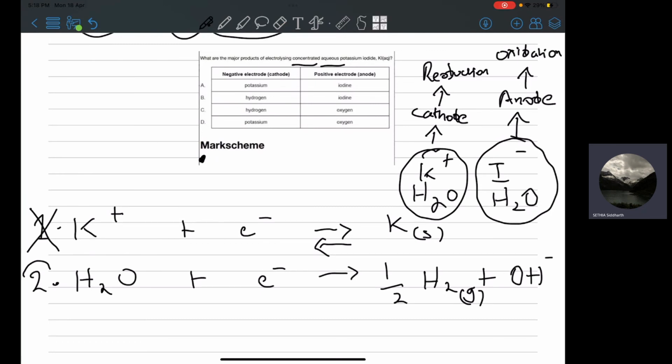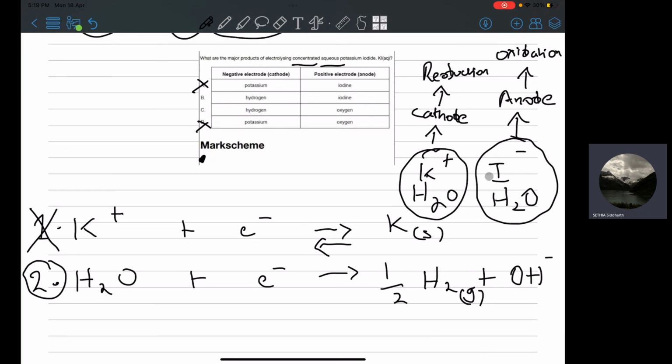Rather, we're going to see, number two, H2O gaining an electron to form hydrogen gas and OH minus. So what is going to be our major product at the negative electrode? Well, it's not going to be potassium. We've just discussed that. This is an unlikely reaction, right? It's an unfavorable reaction, rather. We're going to form some hydrogen. So now our answer is either B or C. Now, what is it going to be? Are we going to form iodine or oxygen at the positive electrode?